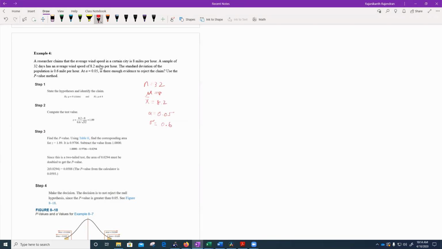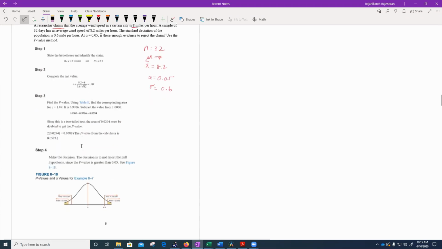If you read the question carefully, the researcher's claim was that the average is 8. He's going to check whether that is correct or wrong. So you have to put a not equal sign in your alternate. We don't have whether he wants less than or bigger than. Instead, he's just checking whether it is 8. Therefore, your alternate is going to be not equal to 8. So this is a two-tail test.